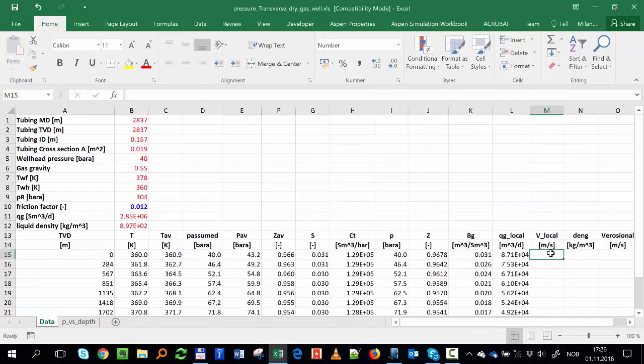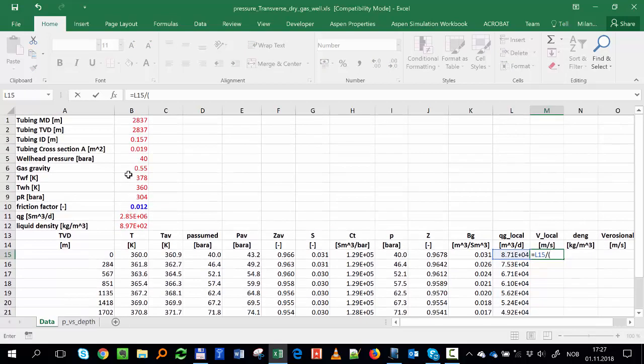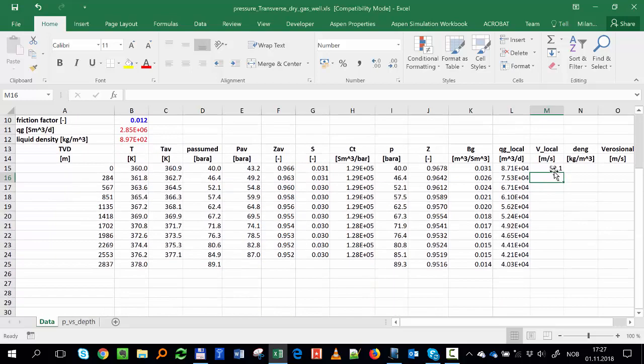So let's do that to calculate local velocity. Rate divided by cross-section area, which is here, I block it, F4 times 24 times 3600. And I'm getting a number of 52.